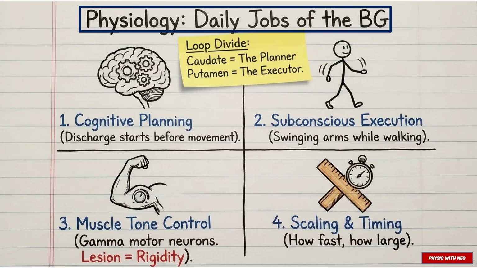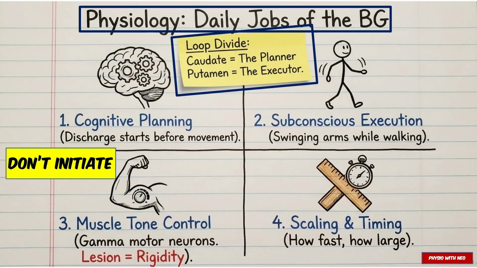It is executed through two loops: the caudate loop, that is the planner, and the putamen loop, that is the executor. They don't initiate the movement. Instead, they fine tune and coordinate it. That's why the lesion produces movement disorders rather than paralysis.